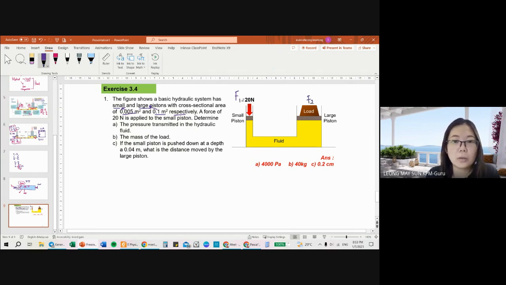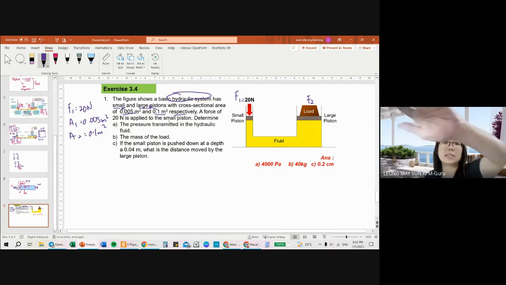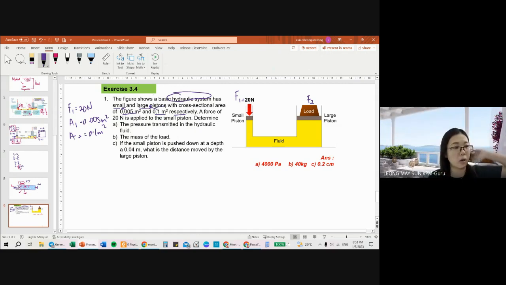All right. So writing down all the values to make sure that they're all in the SI unit. So we have force 1, 20 Newton. Area 1, 0.005 meter square. Area 2, 0.1 meter square. And in this case, I know that it's a Pascal principle question because it's using the word hydraulic system. All right, so that's the key word that you have to find. Seeing the word hydraulic system and seeing the word piston actually corresponds to Pascal principle because there's no other application that uses the word piston.